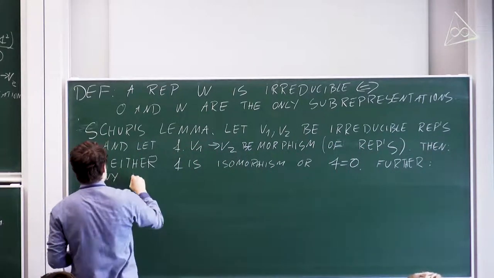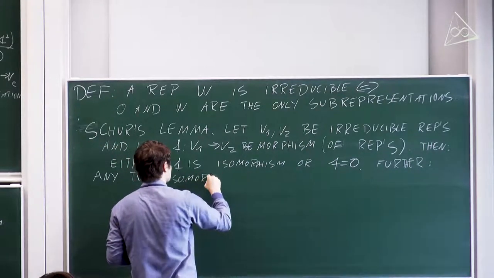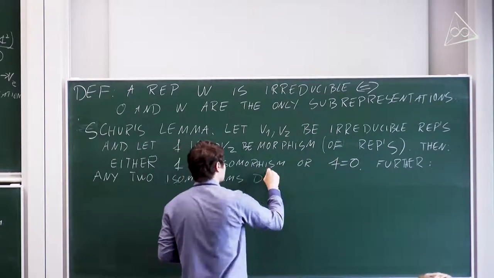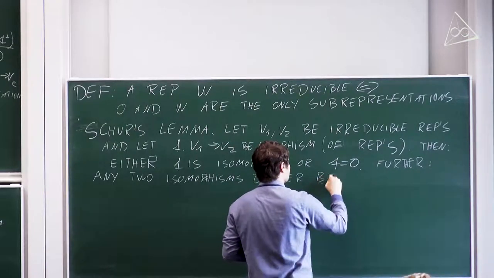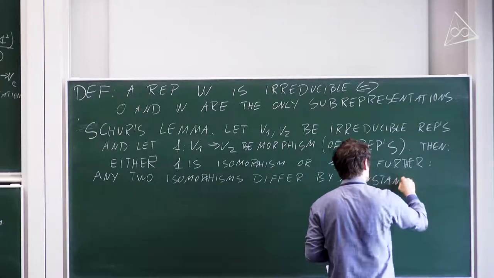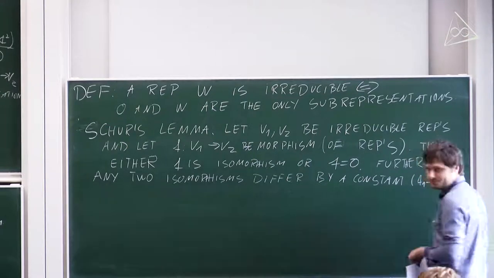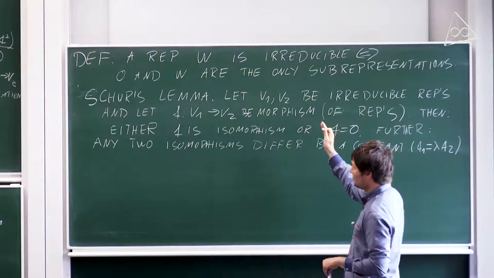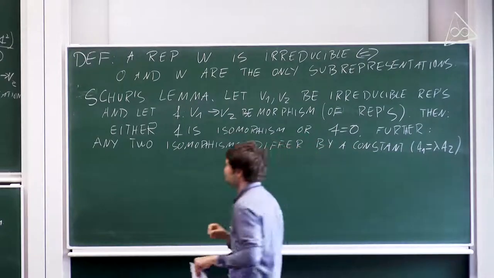Further, any two isomorphisms differ by a constant. So I mean by this that F1 is simply a multiple of F2. Yeah? So either it's an isomorphism or it's zero, and further, if we take different isomorphisms, they are basically the same up to scaling. Okay, a proof.